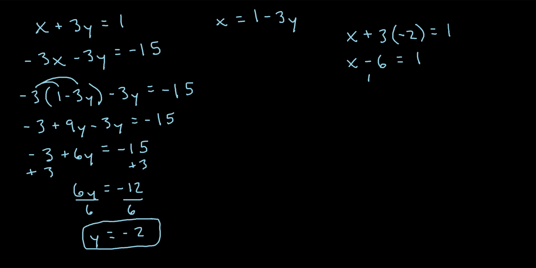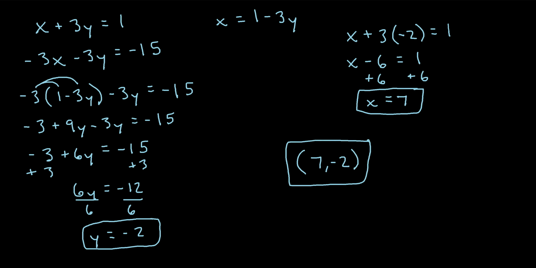And to solve for x, we can add a 6 to each side. So we get x is equal to 1 plus 6 is 7. So x is equal to 7. So we can write our final answer as a coordinate pair, and we can say 7, negative 2. That is our final answer.